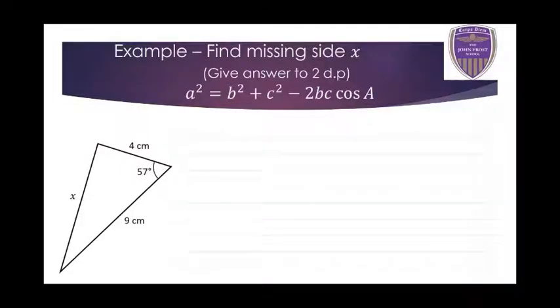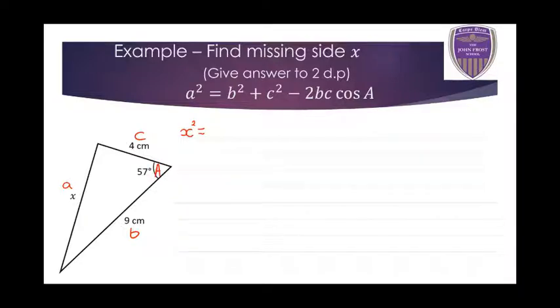Well, let's jump into the next example. Here we go again, another non-right angle triangle. So first things first, I'm going to start off with the formula, but I'm not going to write A squared this time. I'm going to write X squared. Let's just label up this triangle quickly. This is side A. I'm going to call this side B. I'm going to call this side C. And then this angle here will be angle A because it's opposite side A.